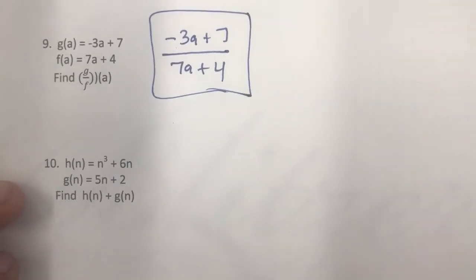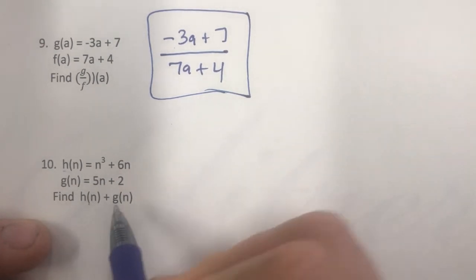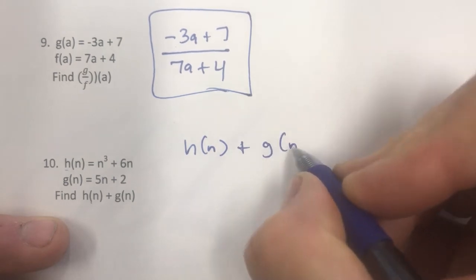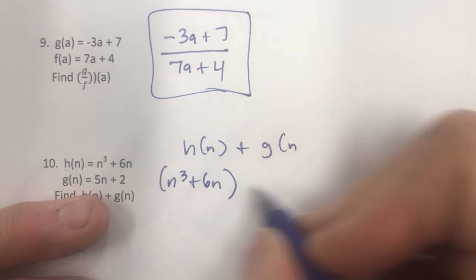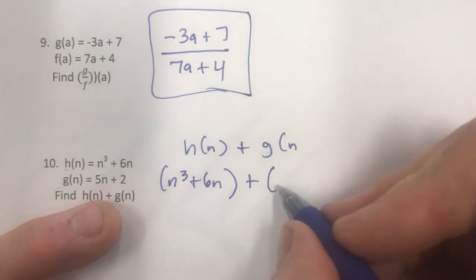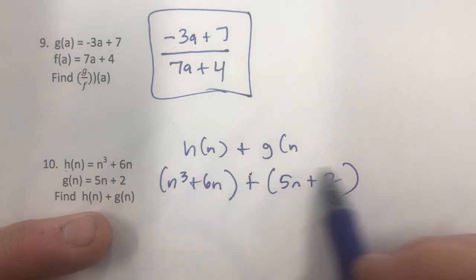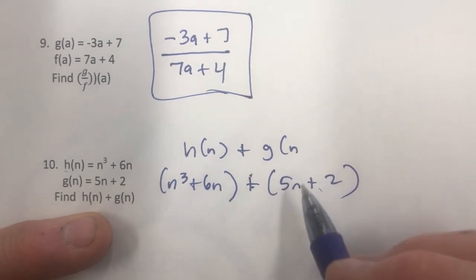And here's the last one. All right, here's h of n, here's g of n. Now do h of n plus g of n. Well, here's h of n, n to the 3rd plus 6n. And then here's g of n, 5n plus 2. Okay, it's a plus, so I don't do any changing. If it's a minus is when I change this after it.